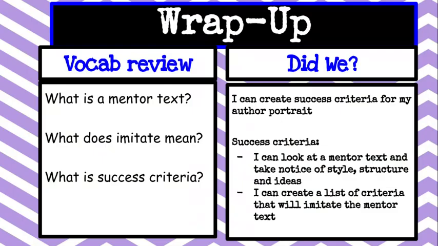So our wrap up, let's do a vocab review. What is a mentor text? Well, a mentor text is a text that you use as a model, a text that you use as a guide to try to imitate. So that takes us to the next one. What does imitate mean? Imitate means to almost copy, but to take ideas and style and structure and make it look like your model or your mentor.